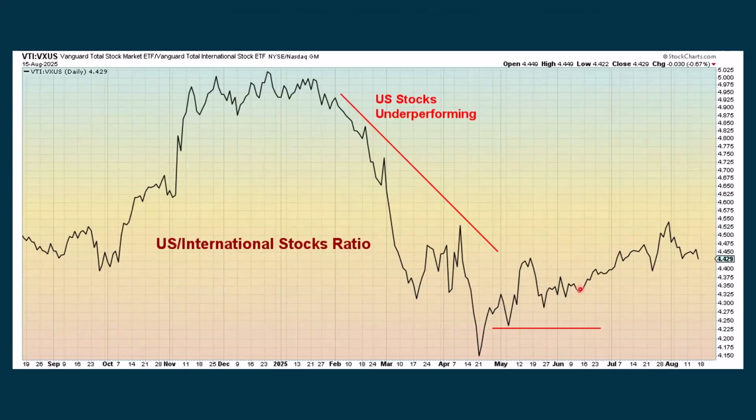U.S. versus international stocks, improving with U.S. stocks, but they're still underperforming in the bigger picture.